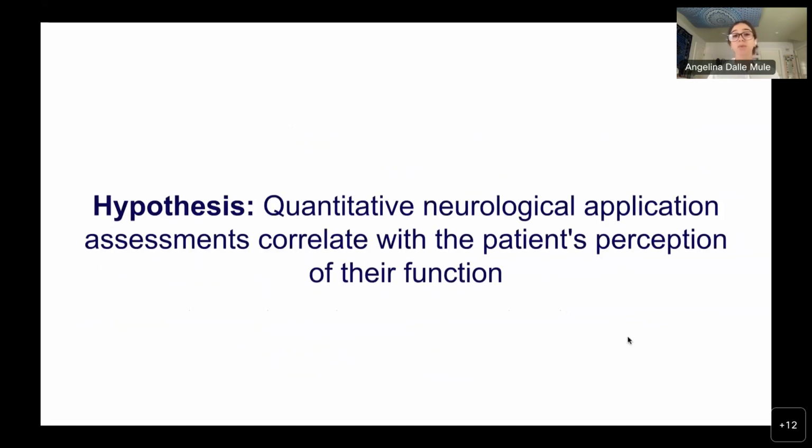So my problem statement was, how does the quantitative neurological application assessment correlate with a patient's perception of their function? The hypothesis was that this quantitative neurological application assessment, which I will cover in my methods, will correlate with the patient's perception of their function. What this means is that the results from the app that was used in the participants' study will correlate with how people felt they did.